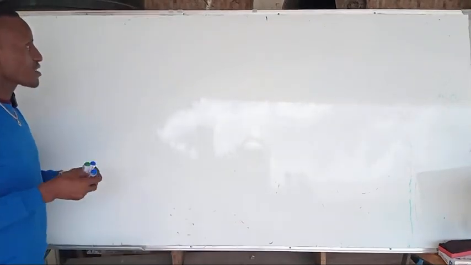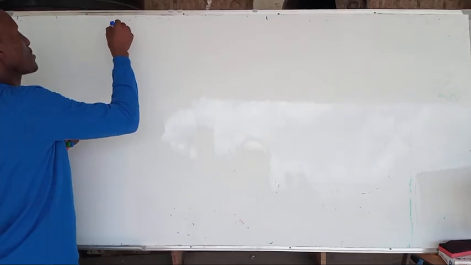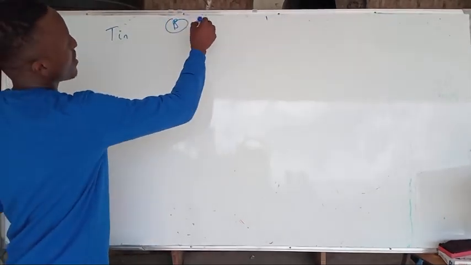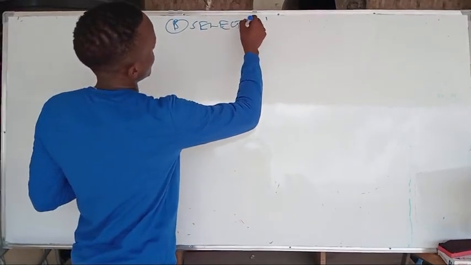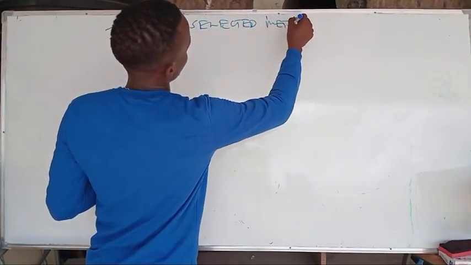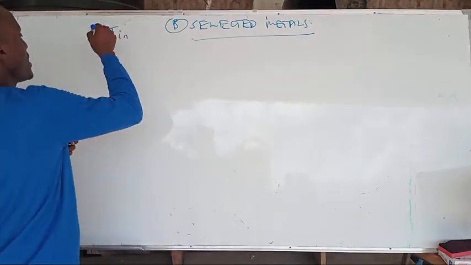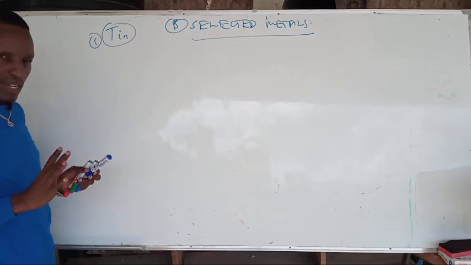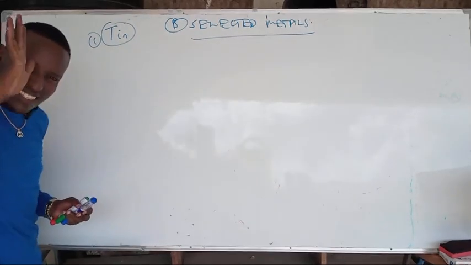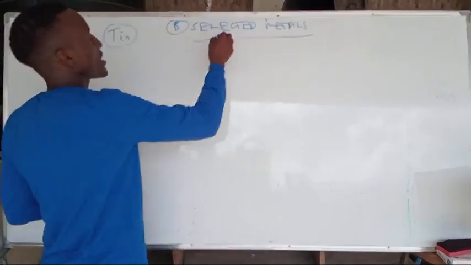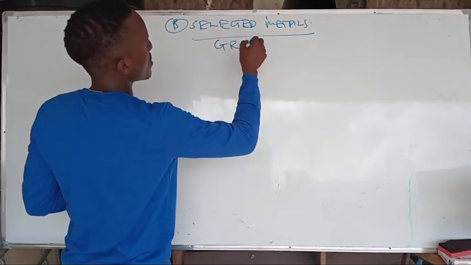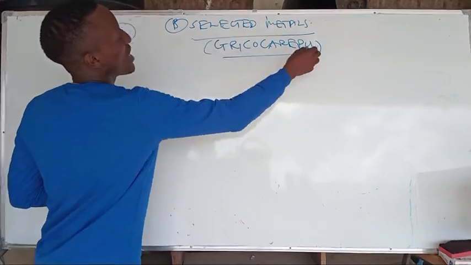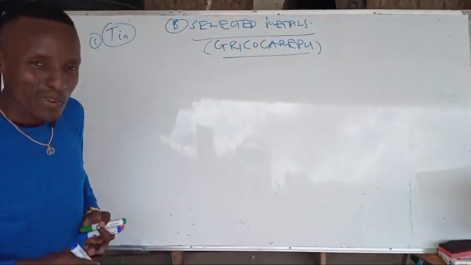Let's speak about it. For example, you're just going to start with tin, a selected metal. This is part B, extraction of selected metals. Speaking about tin, then I'll speak about aluminium. The same steps, guys, are used there. I said grinding, concentration, Greco-Carib. Any extraction process has these steps.